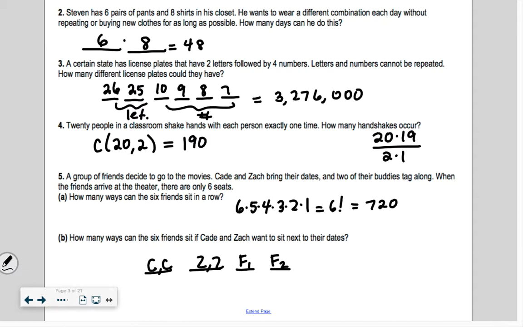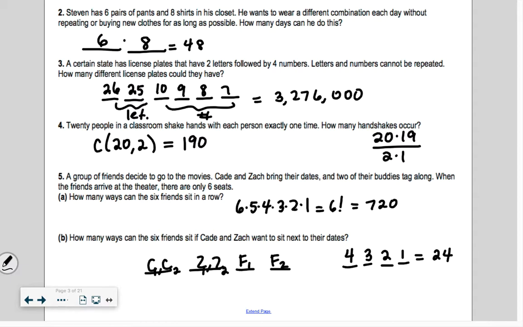I'm going to put C1 and C2 because Kate and Kate's date are different people, right? So I'm going to think of them at first as 4, right? So we're going to do that first. If we had 4 people and we arrange them in as many ways as possible, we end up getting 24. That doesn't seem like a lot.